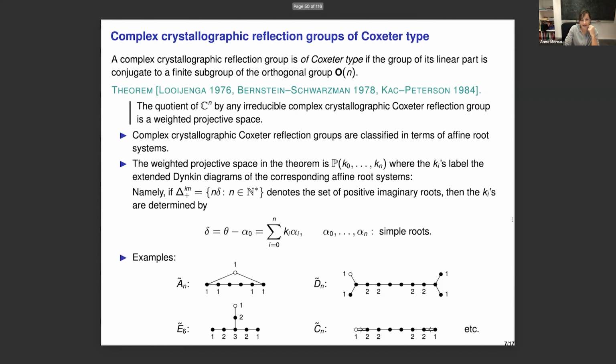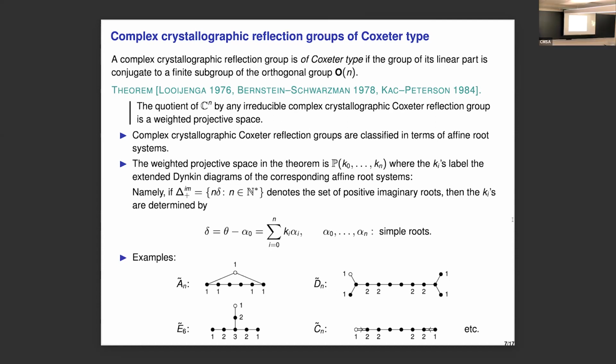So for example, for A_n, you find the weights are all 1. For E6, you have these weights and so on. So here it's very nice because you have a simple description of the weights, which is not the case for any crystallographic group. All right. So this is roughly what is known about this conjecture, and now I would like to explain that our result is a particular case of this conjecture.